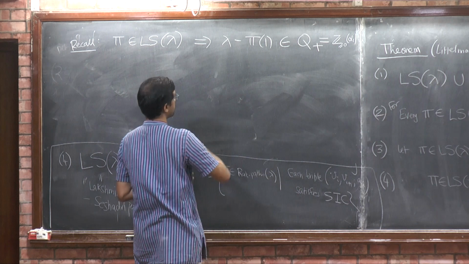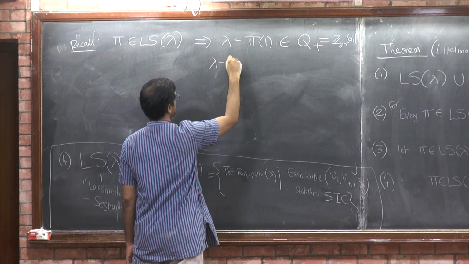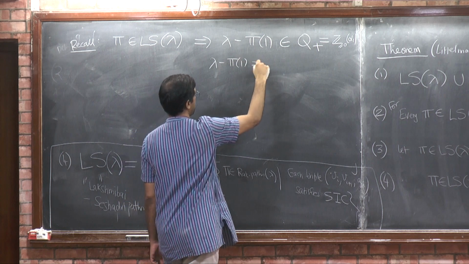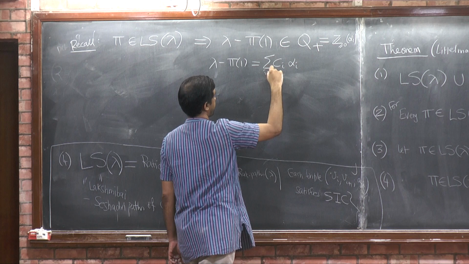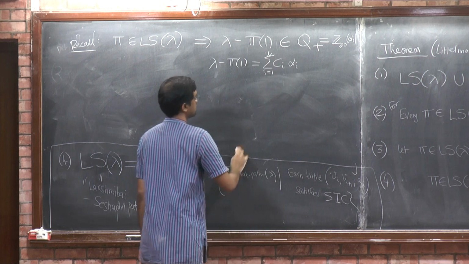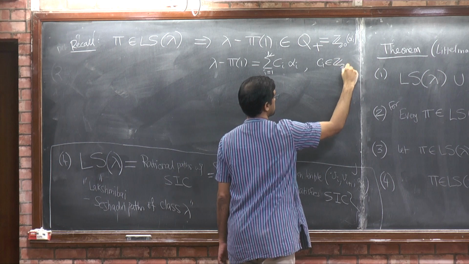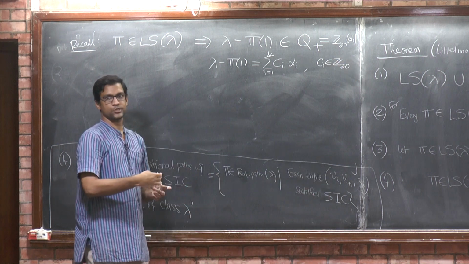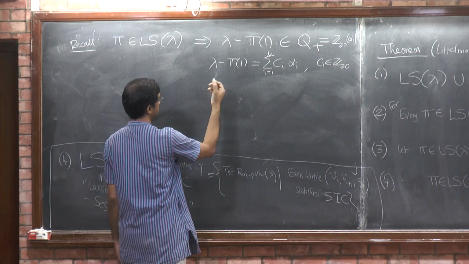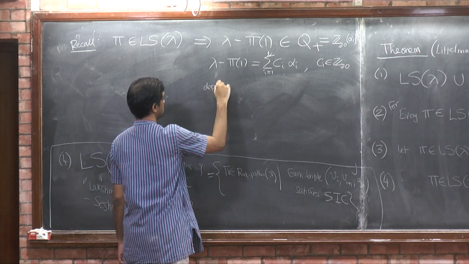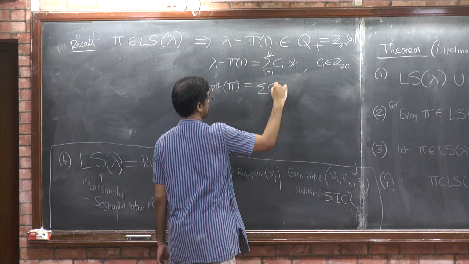So what is going to happen in the next step? If you look at the endpoint lambda minus pi 1, it can therefore be written as some linear combination of the simple roots with all these ci's being non-negative integers. We can use the ci's to measure the smallness of the process. So let's call it height or depth or whatever. Let's call the depth of pi the sum of the ci's.